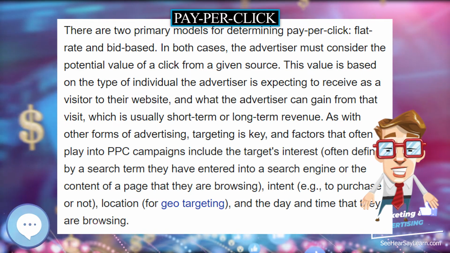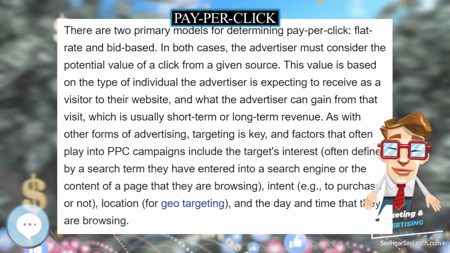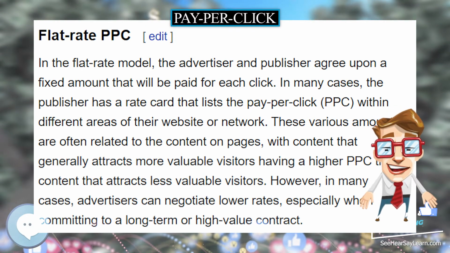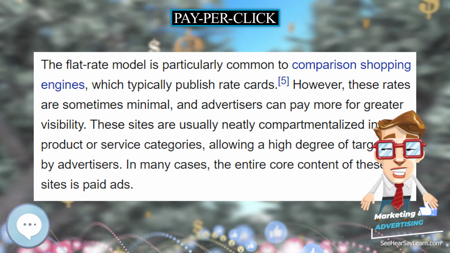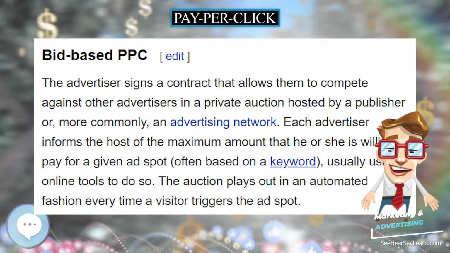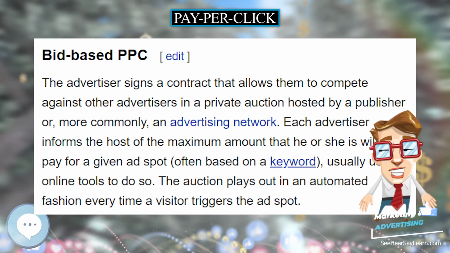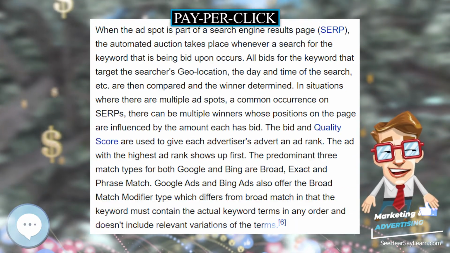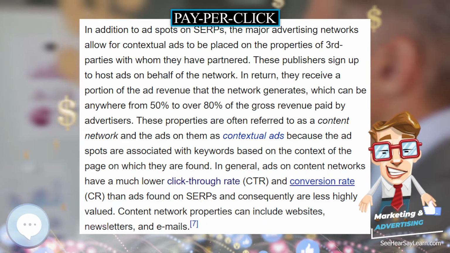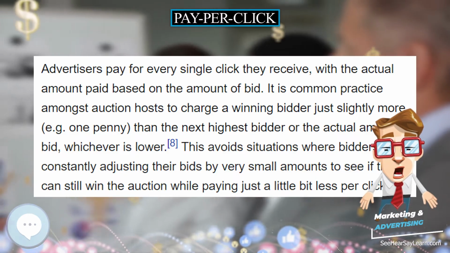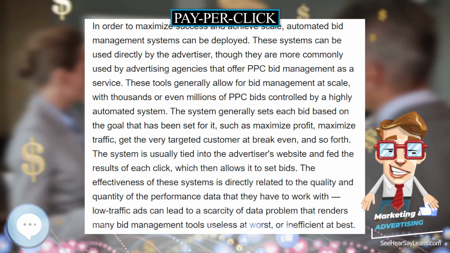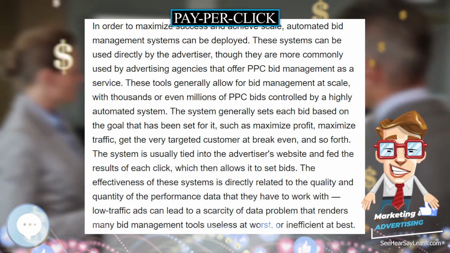In order to maximize success and achieve scale, automated bid management systems can be deployed. These systems can be used directly by the advertiser, though they are more commonly used by advertising agencies that offer PPC bid management as a service. These tools generally allow for bid management at scale, with thousands or even millions of PPC bids controlled by a highly automated system. The system generally sets each bid based on the goal that has been set for it, such as maximize profit, maximize traffic, get the very targeted customer at break even, and so forth.